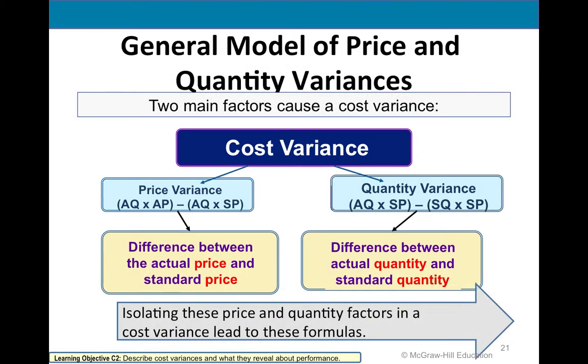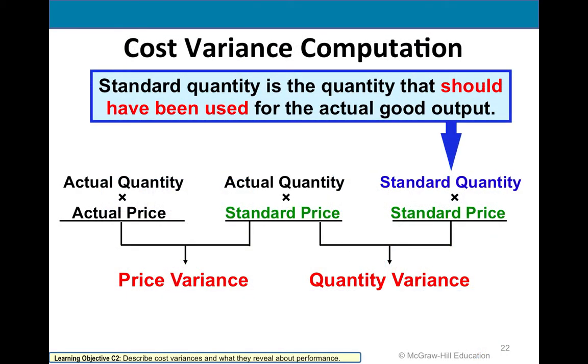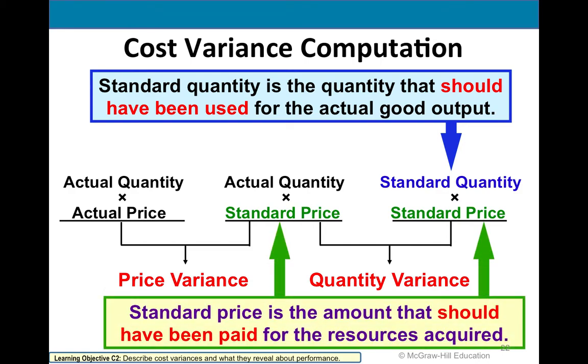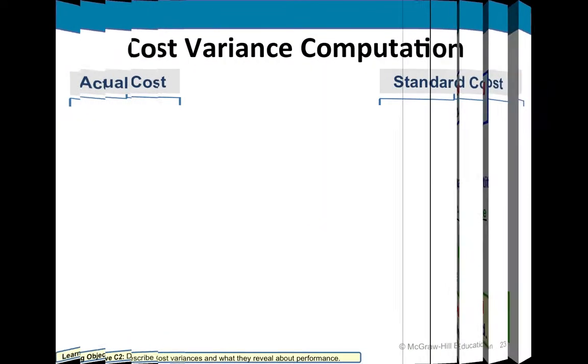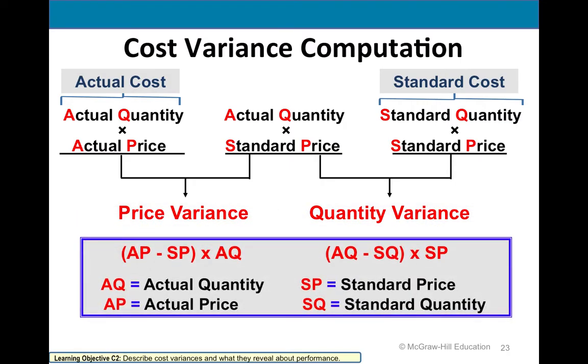Look at your cost variances here. How much quantity did you actually use of that product? How much wood, how much metal did you use, versus how much you should have used? Again, look at the variances here. Standard quantity is the quantity that should have been used for the actual good output. Standard price is the amount you should have paid. Again, we're doing comparing here.